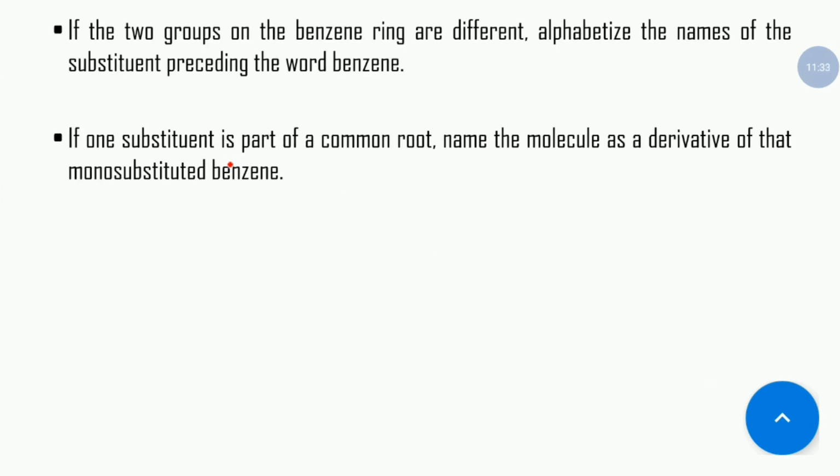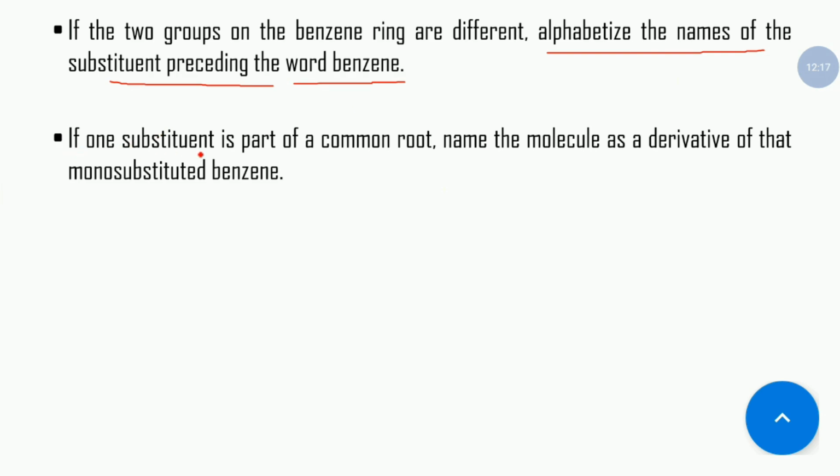Next rule: if the two groups on the benzene ring are different. This is also for disubstituted compounds, but a little bit different, because in the previous examples the two substituents were the same, but in this rule the substituents are different. So how do you write the names for this type of compound? You just order them in alphabetical order, and after that you write the base name.